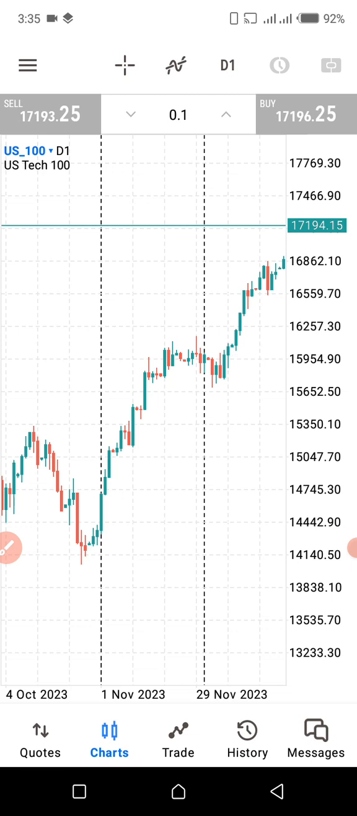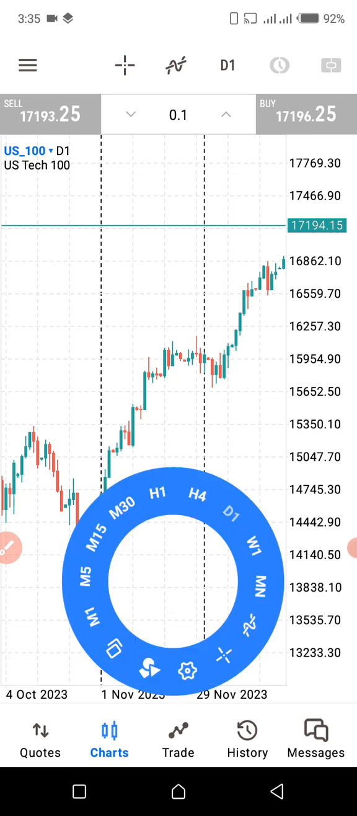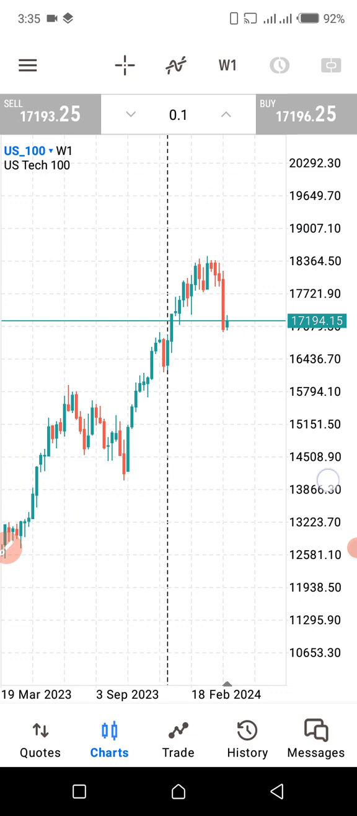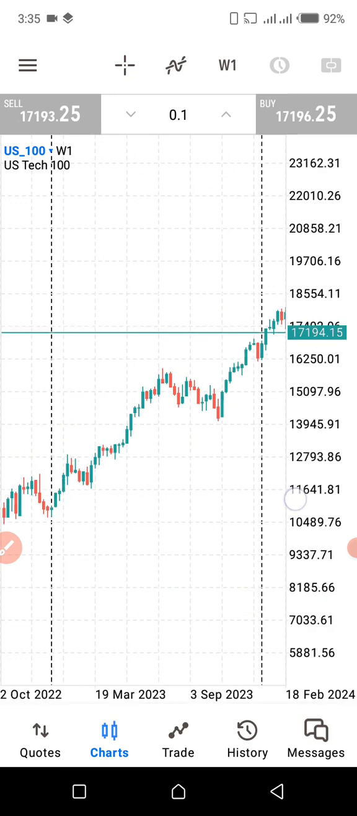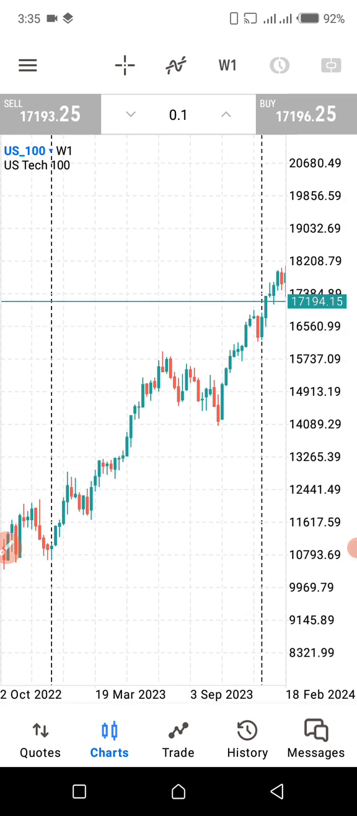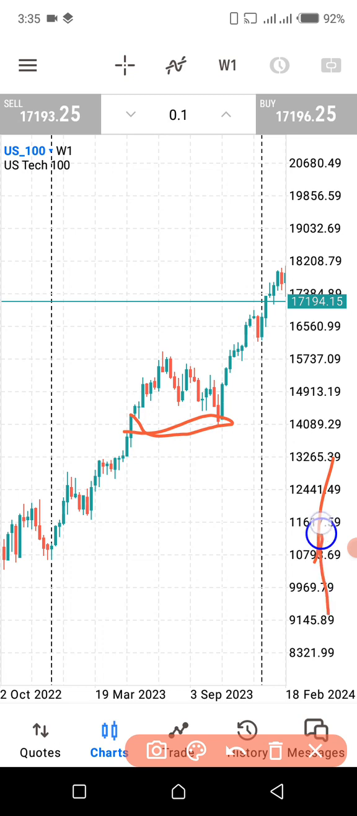order flow. The other aspect of the institutional order flow I want you to know is that when they move, let's go to the weekly. Let's say the weekly. You see how this market comes down here like this, how it comes into this fair value gap and starts going up. As you can see, all these places, they are up close candles.